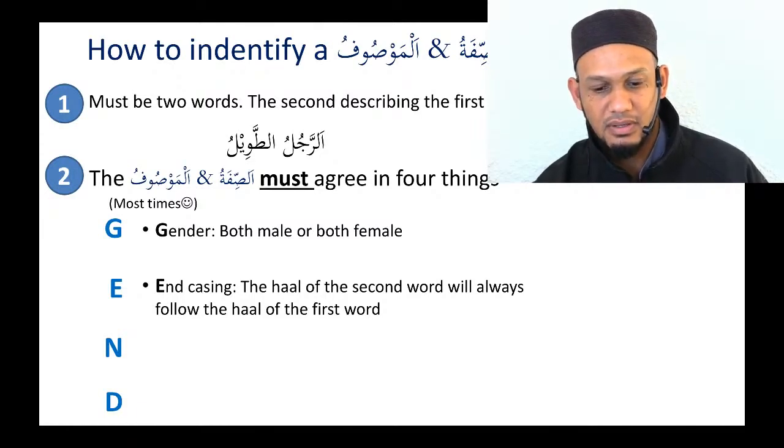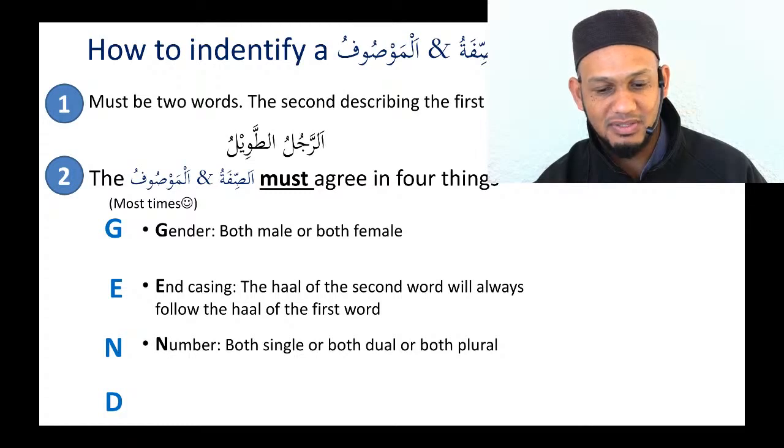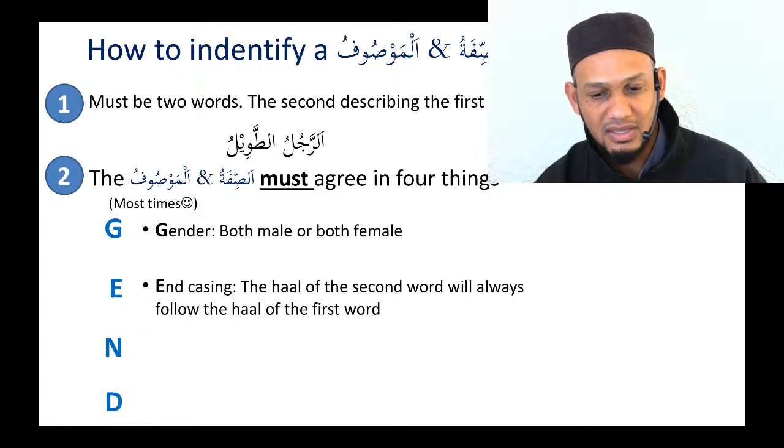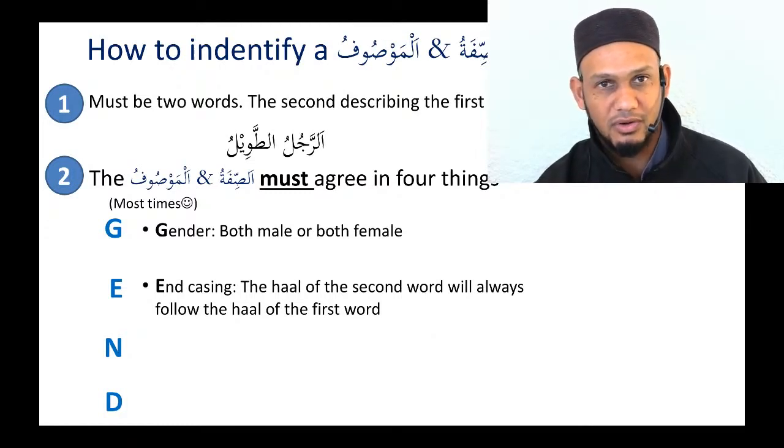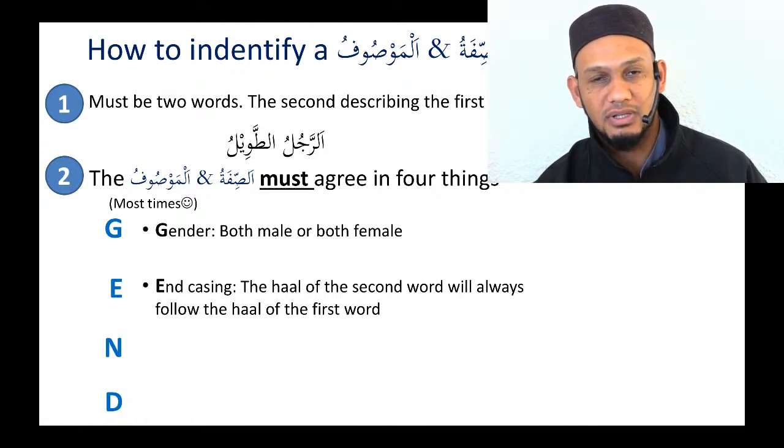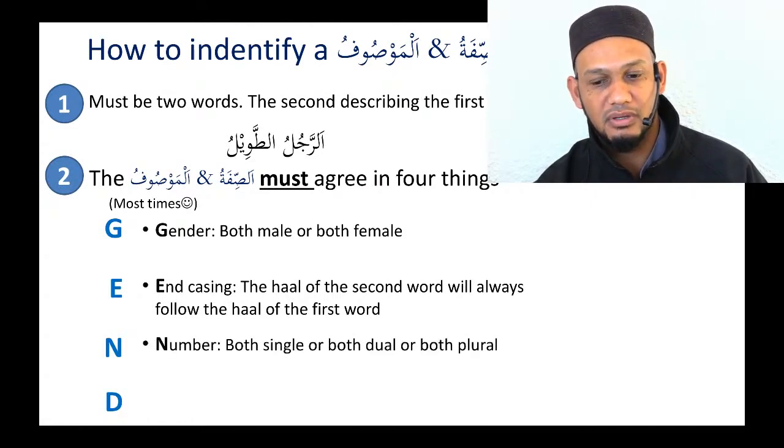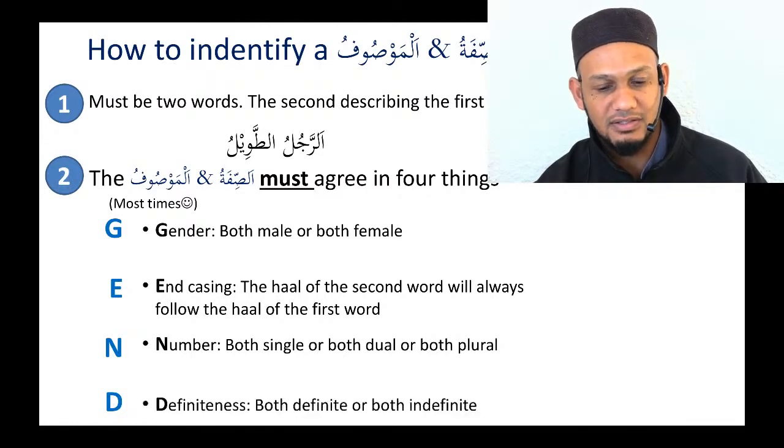The encasing must be the same. The number must be the same. So the encasing: ar-rajulu at-tawilu, ar-rajulah at-tawila, ar-rajuli at-tawili. And the number: ar-rajulu at-tawilu, ar-rajulani at-tawilani, and so on. And the definiteness: ar-rajulu at-tawilu or rajulun tawilun.